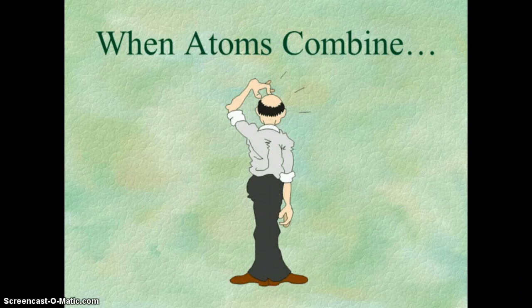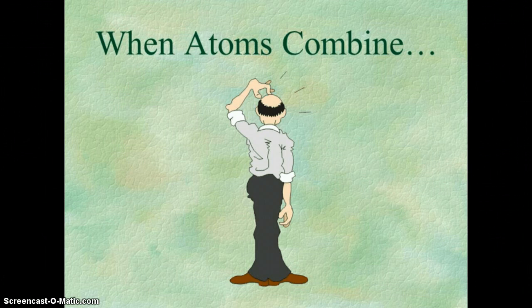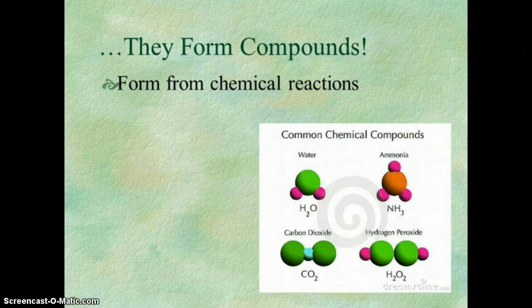Alright, this is the Why Atoms Combine notes, and we are going to be taking notes on why the different atoms combine. We have talked over the last few weeks about elements, compounds, and mixtures. We're now going to go back and add in the scientific reasoning for why elements become compounds. So, as you can see, when atoms combine, they form compounds.